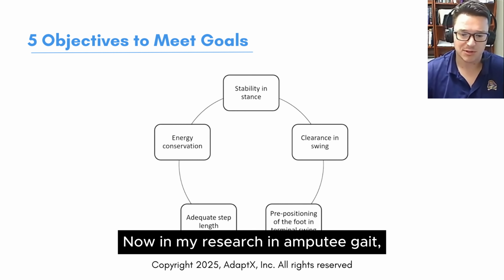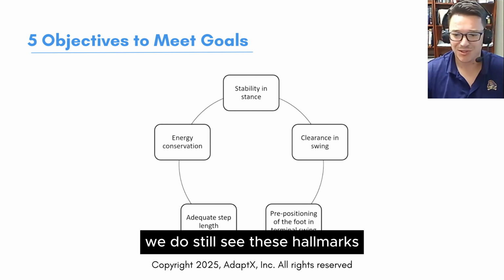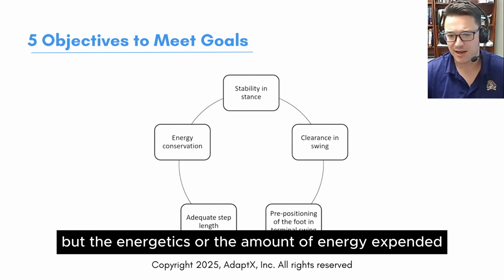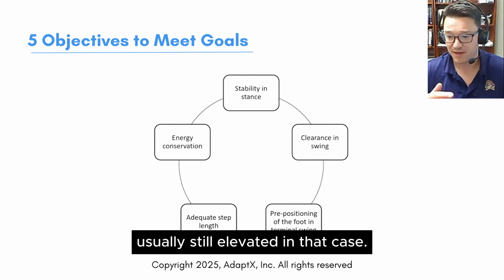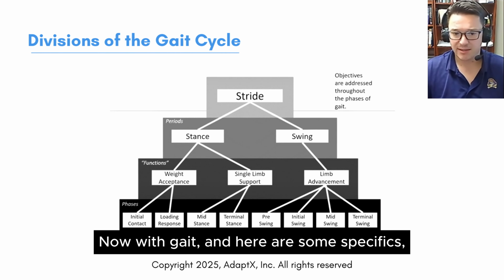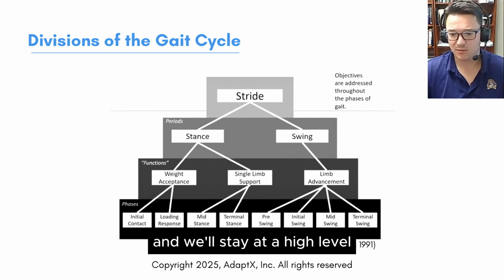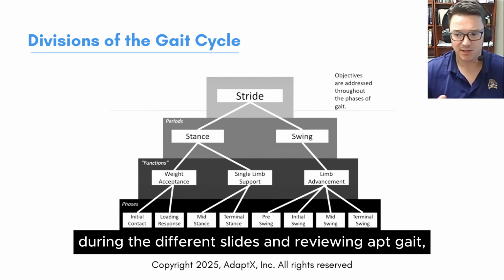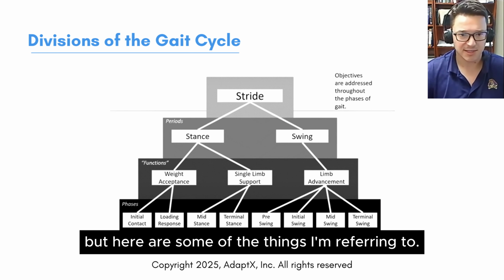Now, in my research, in amputee gait, we do still see these hallmarks, but the energetics, or the amount of energy expended, is usually still elevated in that case. Now, with gait, here are some specifics, and we'll stay at a high level during the different slides when reviewing amputee gait. But here are some of the things I'm going to be referring to.